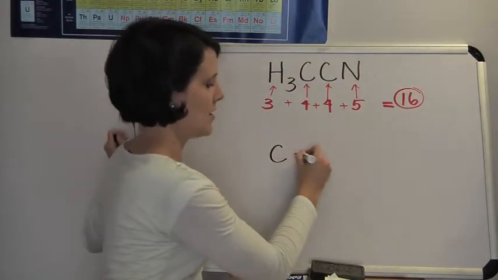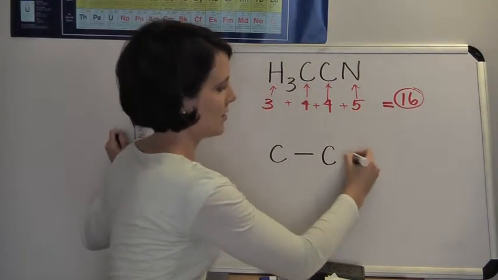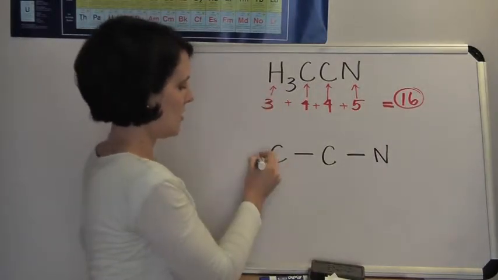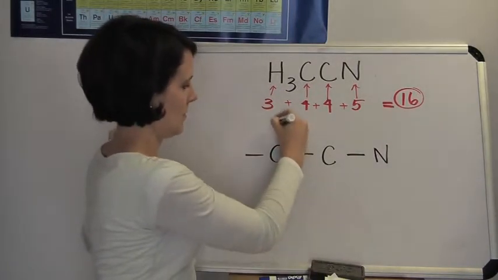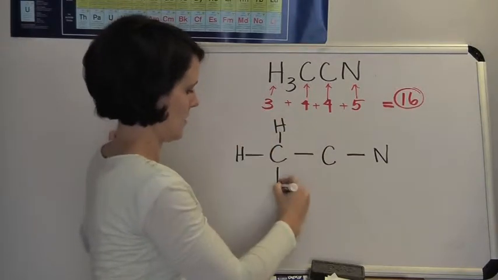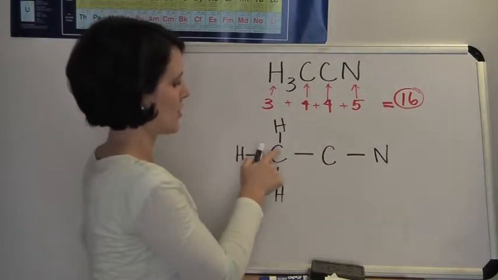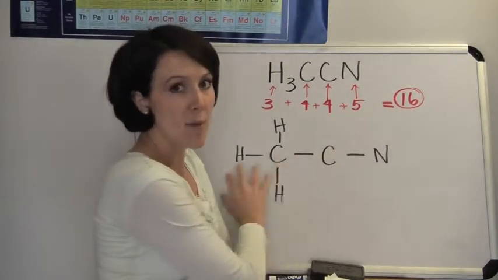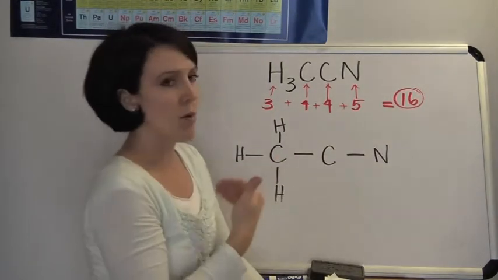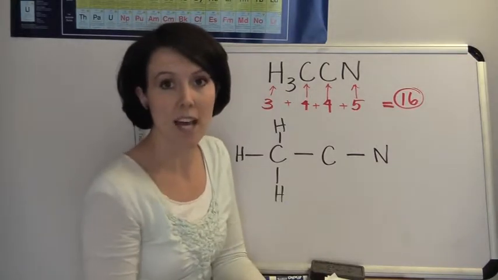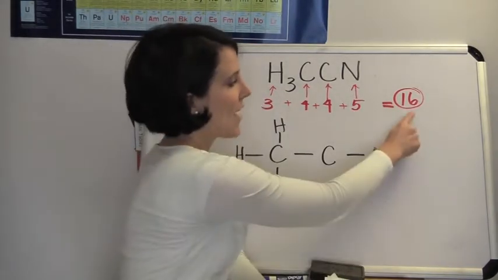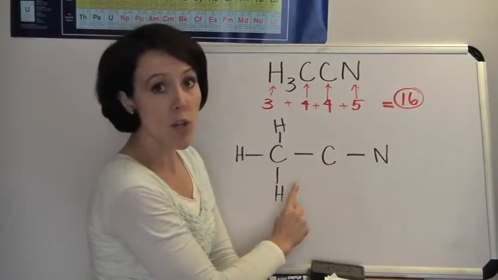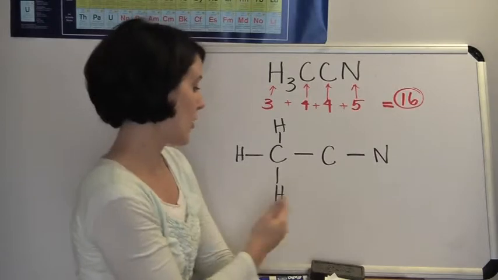So we have a carbon bonded to a carbon, bonded to a nitrogen, and then the hydrogens, let's bond them to the outermost carbon. Okay, so I now have the atomic skeleton, but now I need to go in and fill in my electrons to satisfy the octet rule. So I know I have 16 total electrons. Let's figure out how many electrons we've used by simply bonding them together.